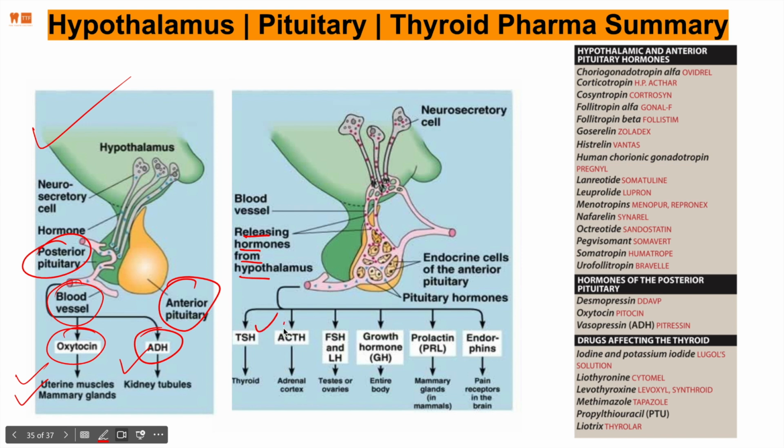So TSH, ACTH, FSH, LH, GH, prolactin, endorphins. All of these have different locations where they function. And all of these drugs here are either endogenous or exogenous hypothalamus, pituitary, and thyroid hormones.